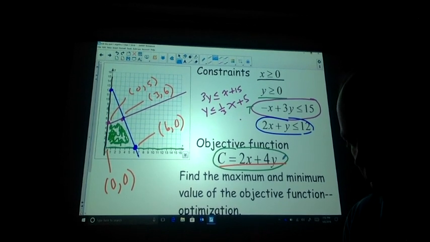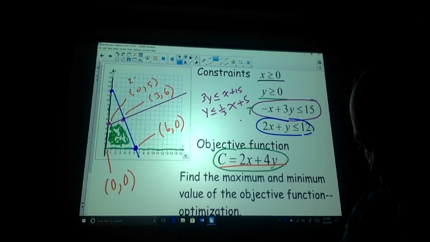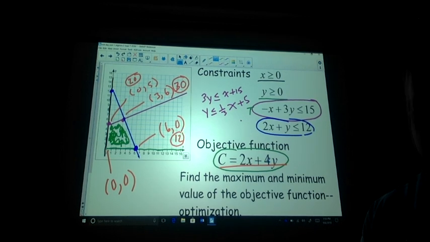So 2 times 0 plus 4 times 5, this one's going to give me 20. But if I plug 3 and 6 in, I get 2 times 3 and 4 times 6, so I get 6 plus 24, so this is going to give me 30. So right now that might be our biggest value. If I plug (6, 0) in, I'm going to get 12 plus 0, so that's just 12. And then if I plug (0, 0) in, toughest one, it's going to give me 0.